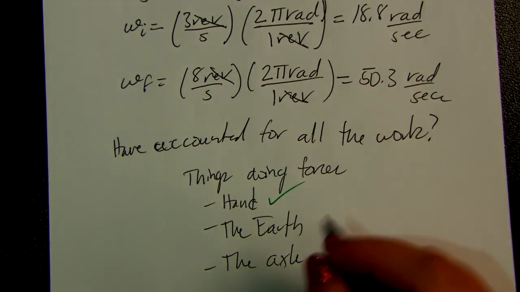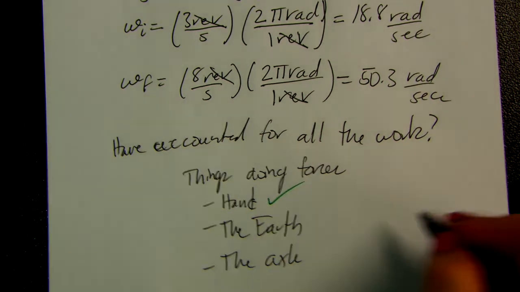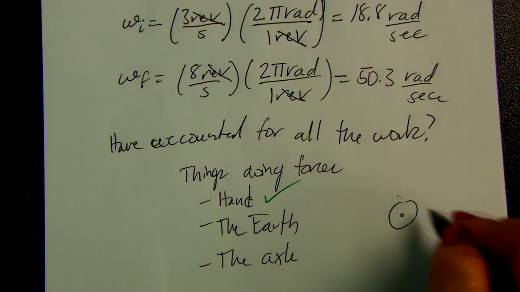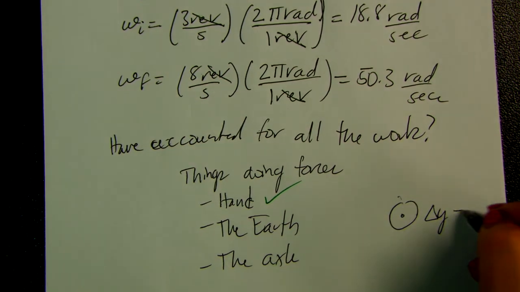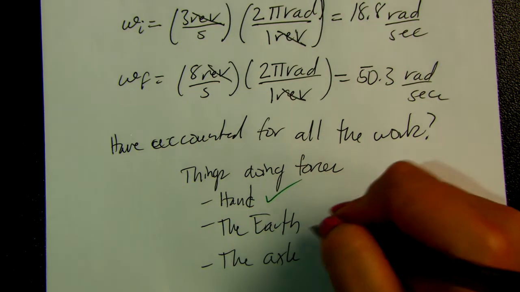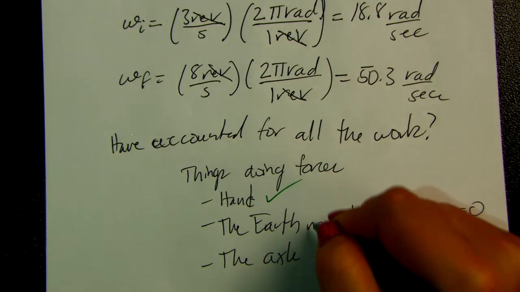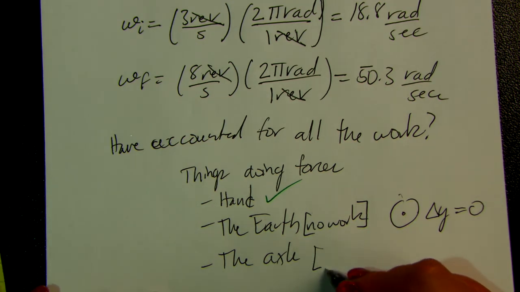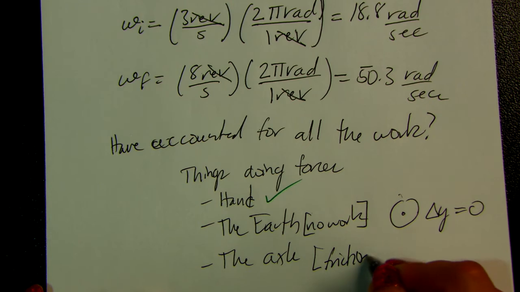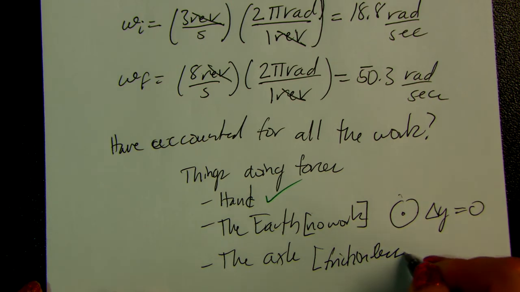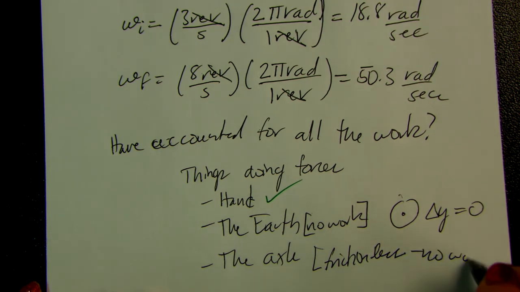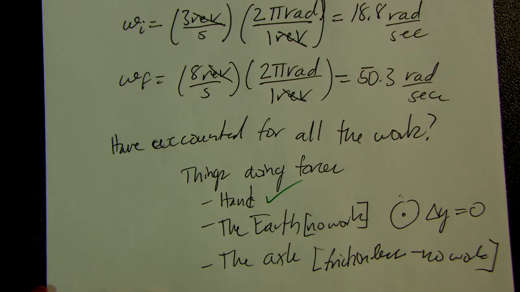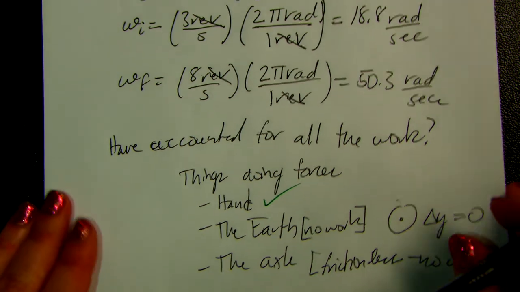Now let's talk about the earth. Okay, so it's staying in place. Is there a delta y? Well, it's equal to 0. So no work. What about the axle? And remember, we said at the beginning, it's frictionless, or good enough for government work. Also no work. Okay, so the work is only coming from the hand. All right, it's all you, baby.